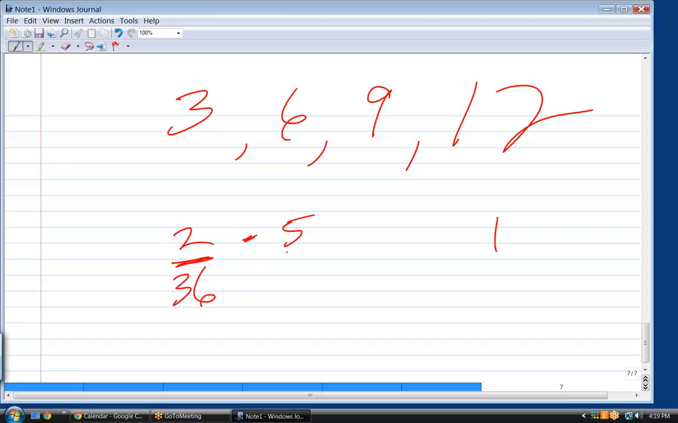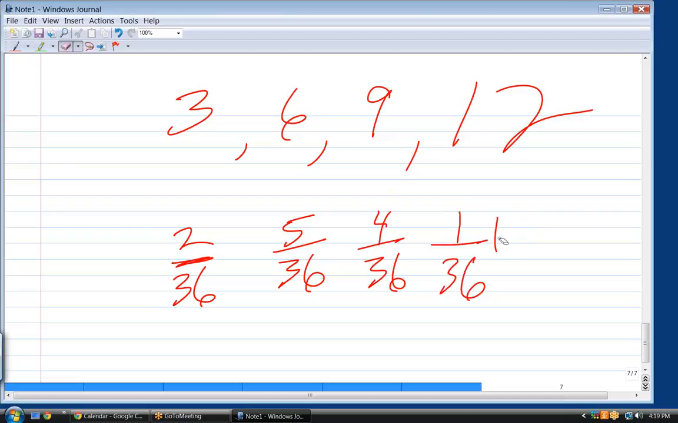This is 5/36. A 9 is 4/36. And this is 1/36. So if you want to know the chances of rolling one of these 4 numbers, add up these 4 probabilities, and you get 12/36. So there's 12/36 chance, 1/3 chance of rolling a number that's divisible by 3.